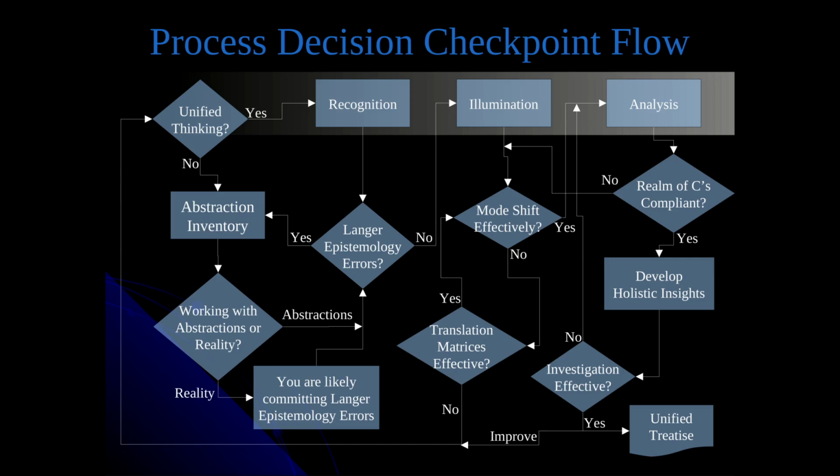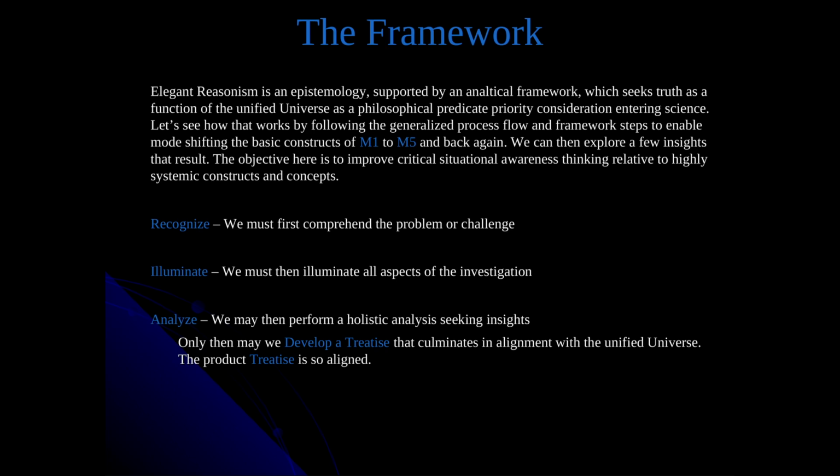Can we do this effectively? Probably in the beginning, no. And you go down through here until you think you got that done right, then you go back up and figure out whether you've done it effectively or not. So we're in that middle loop there with the objective of trying to get over to the lower right corner of this chart. So the framework of elegant reasonism is basically three phases. You have to recognize the problem, you have to illuminate the issues, and then you have to do some analytics on all of that in order to develop a treatise that is aligned with the unified universe.